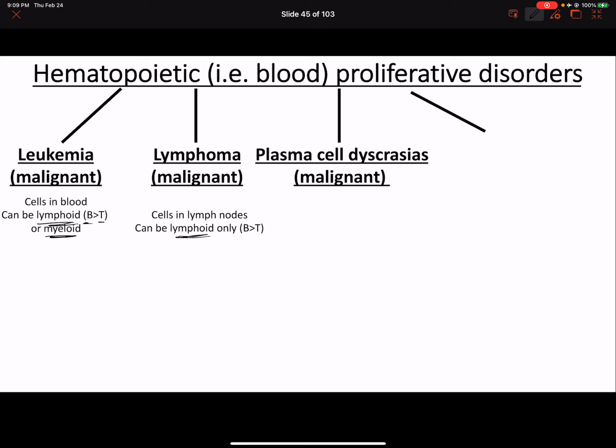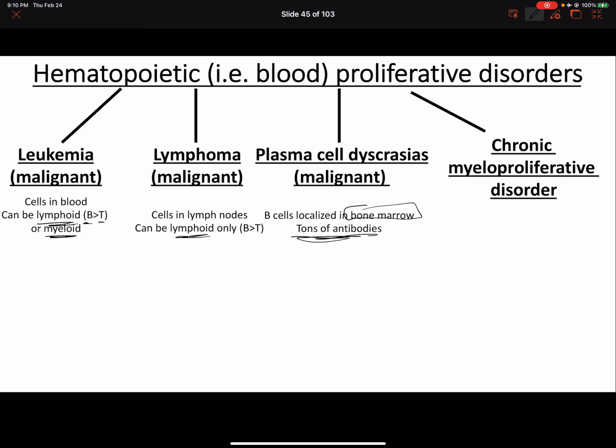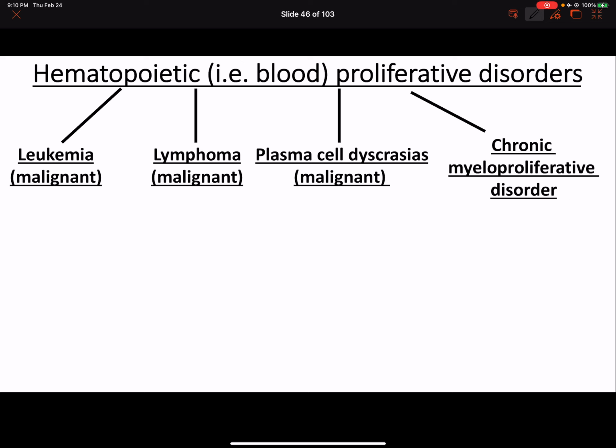And then the plasma cell dyscrasias are going to be in the bone marrow, and as plasma cells are really just activated B cells, they are characterized by lots and lots of antibodies, lots of immunoglobulins. Lastly, we have the chronic myeloproliferative disorder. Notice that this is the only non-malignant proliferative disorder. So this will be mature myeloid cells only. So we have a combination: lymphoid only, B cells only, and then mature myeloid only. Basically, neutrophils. Again, neutrophils are by far the most common mature myeloid cell.